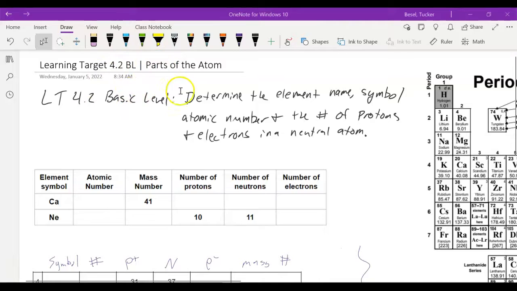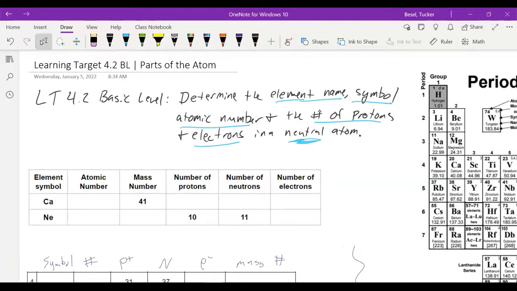So at the basic level, you have to be able to determine the element name, symbol, atomic number, the number of protons. Let me just underline these big things. So the element name, symbol, atomic number, and number of protons and electrons in a neutral atom. We'll talk about in the next video what to do when it's not a neutral atom.